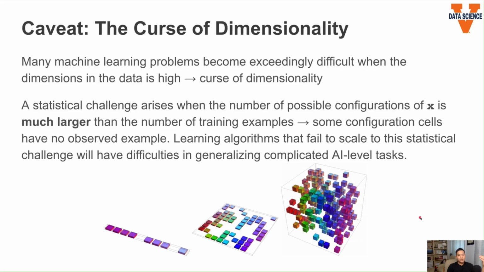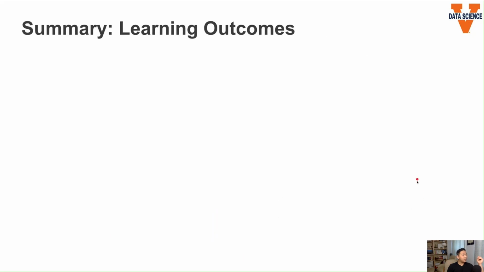We're going to look into it a bit deeper, but keep in mind this is one of the main reasons why deep learning is very successful, because it is able to make some assumptions about the task to overcome this curse of dimensionality. But we will leave that for a later discussion.